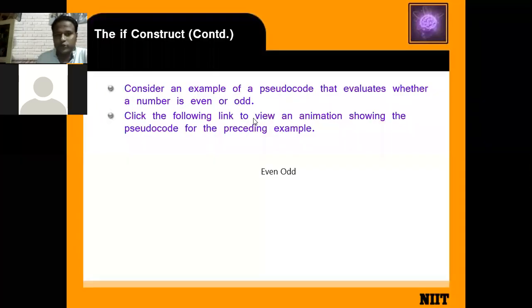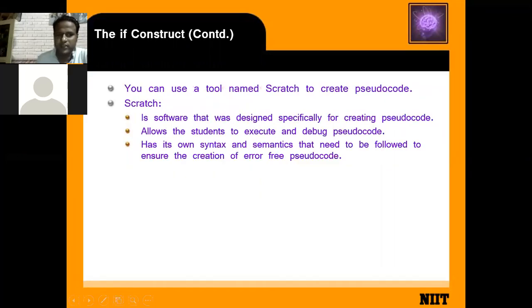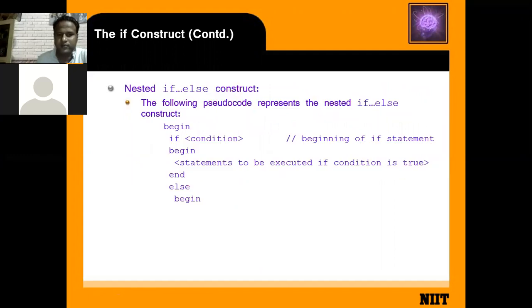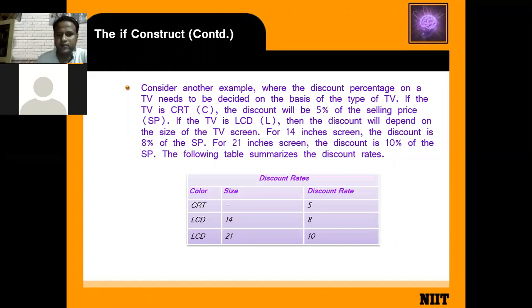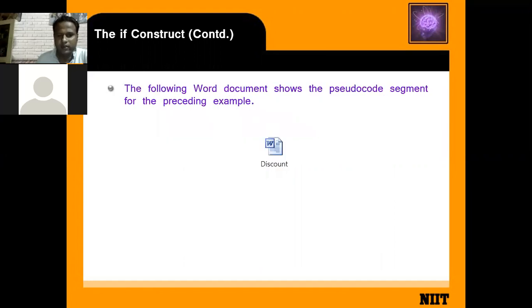That is the pseudocode to find out whether your number is divisible by 2, that is, whether it is even or odd. Okay.